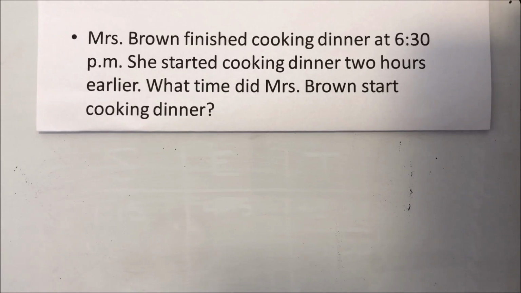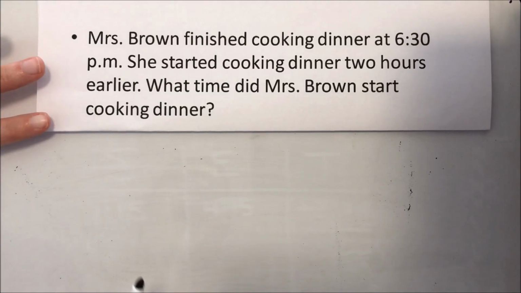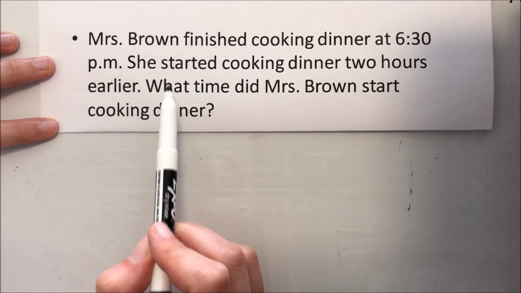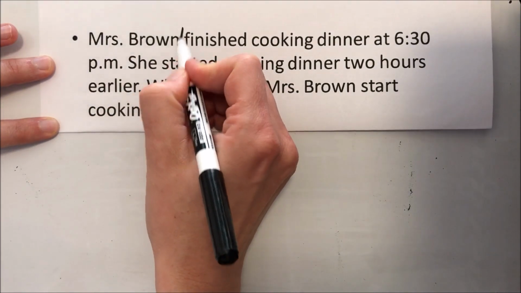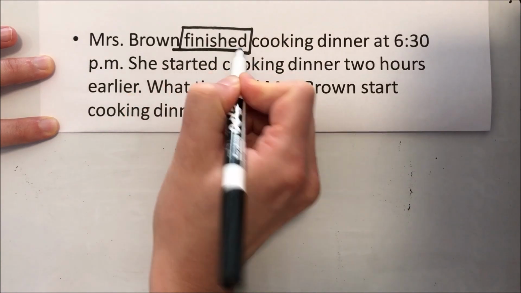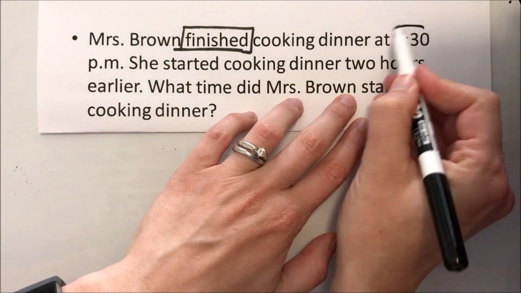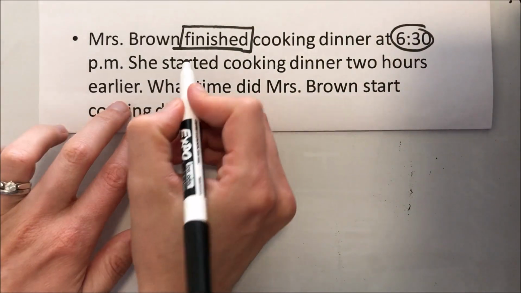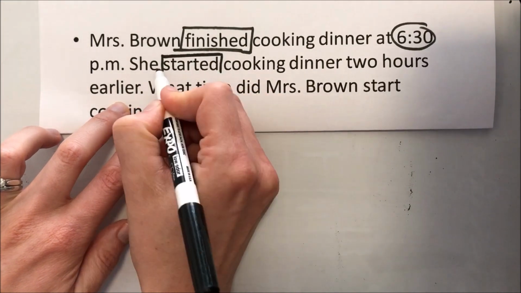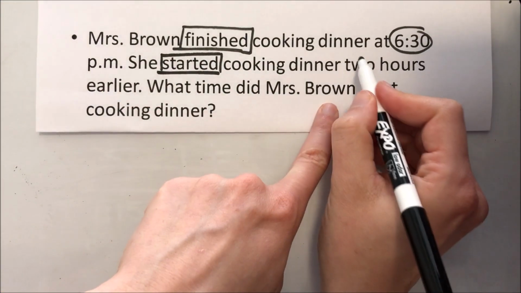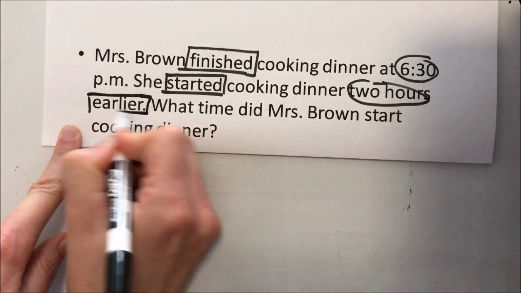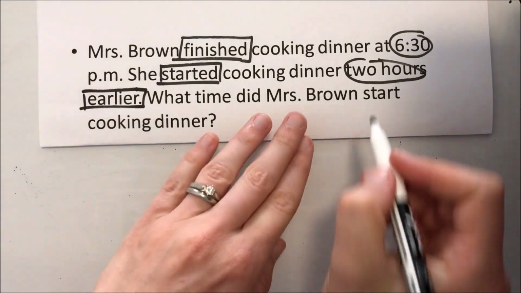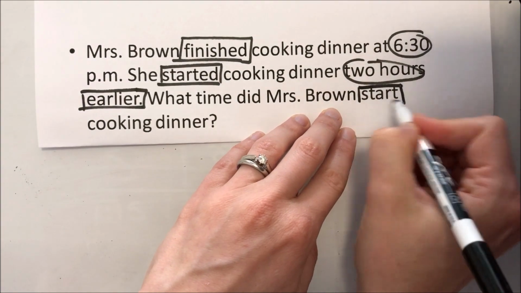Here's my last type of question. Let's read it and see what's a little bit different about this one. I'm going to be underlining and circling as I'm finding my numbers and my important words. Mrs. Brown finished cooking dinner at 6:30 p.m. She started cooking dinner 2 hours earlier. What time did Mrs. Brown start cooking dinner?